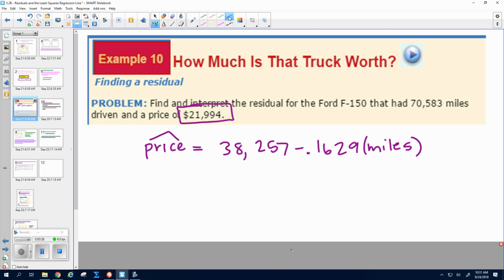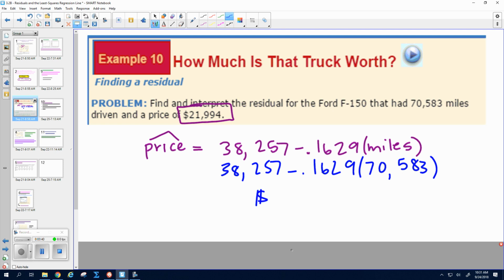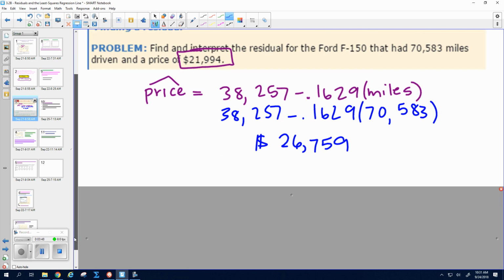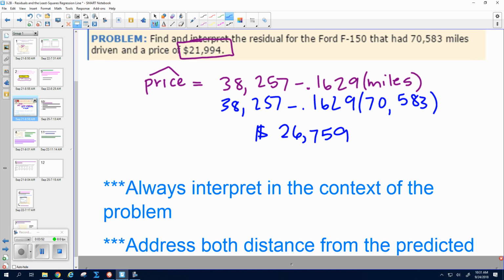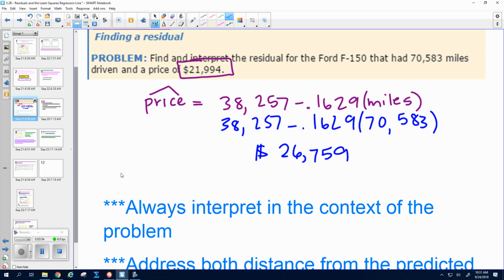Anyways, I want to find the residual, so I'm going to plug into this equation 70,583. So what's the predicted price if I've got about 70,000 miles on my truck? And we end up getting $26,759. Okay, that's the predicted price. So always interpret in context of the problem, address both. So we still need to find the residual.